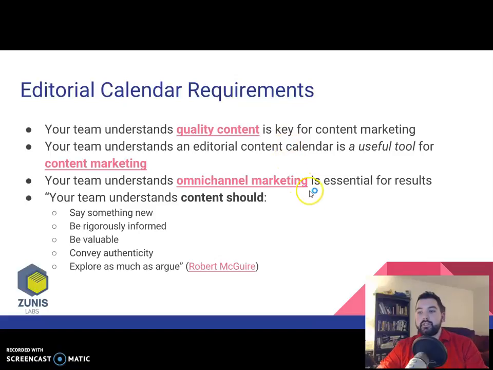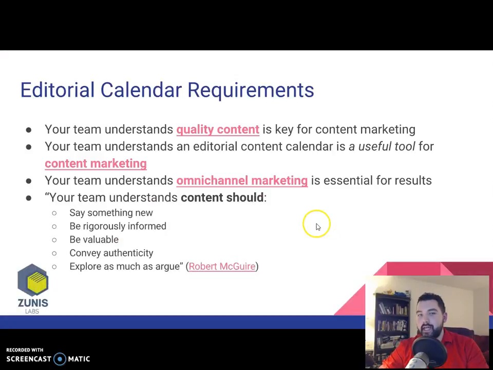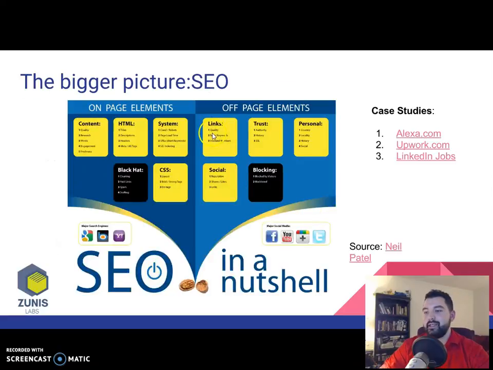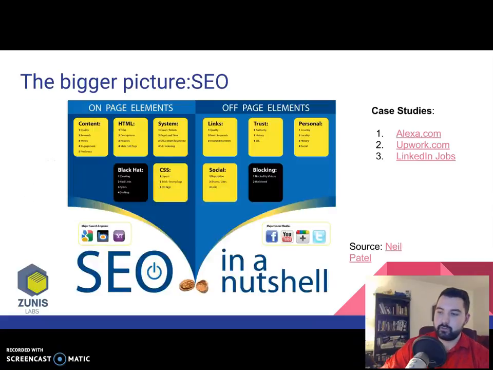So let's look at some requirements for using an editorial calendar. Your team has to understand that quality content is key for content marketing. Why? Because look, the off-page elements for SEO, okay, are quality, and then the on-page elements for SEO is quality again. So it's all about quality, quality, quality. And then also your team understands an editorial content calendar is a useful tool for content marketing, okay?